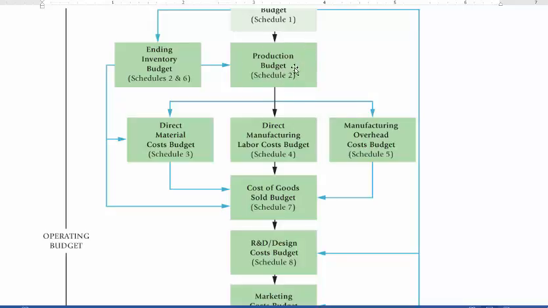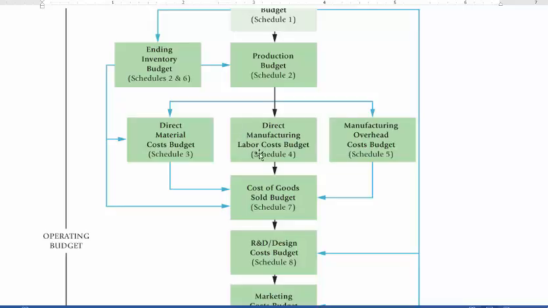Included in this calculation, we will come up with the number of units in ending inventory. So there's an ending inventory budget that is related here. Our ending inventory, of course, in our finished goods will also end up on our budgeted balance sheet. So keep that in mind.